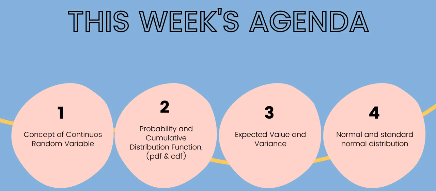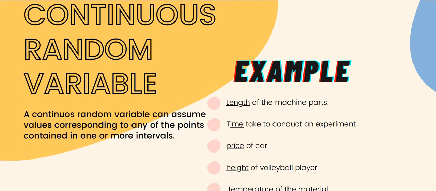Then the last one is about the types of distribution. We have two: normal and standard normal. We have two types of distribution for this continuous random variable. Okay, so we go to the first one first. What is meant by continuous random variable?